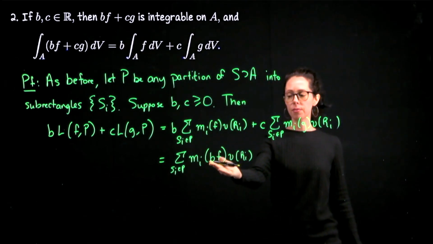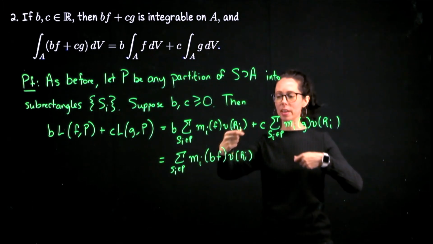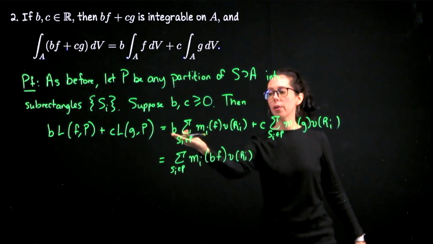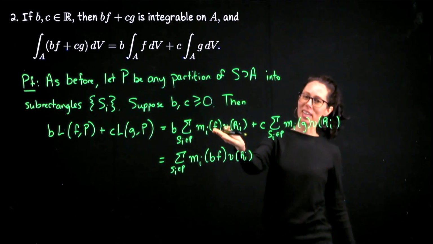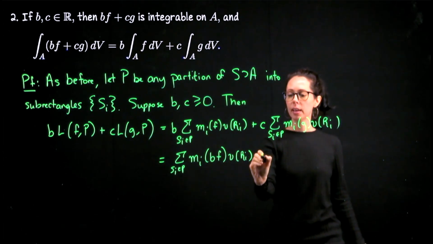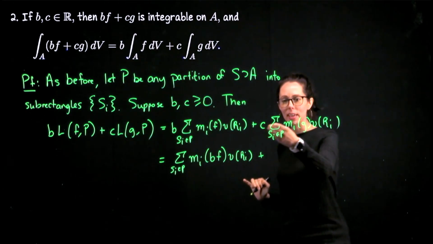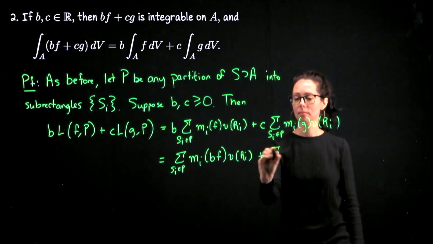If B were negative, your function actually flips. Sups become infs and vice versa. But if B is greater than or equal to 0, I can pull this B into the summation and then into this infimum computation. So that's what I've done from here to here. And then same thing, we're just going to assume C is nice as well. So let's bring C inside and then inside.